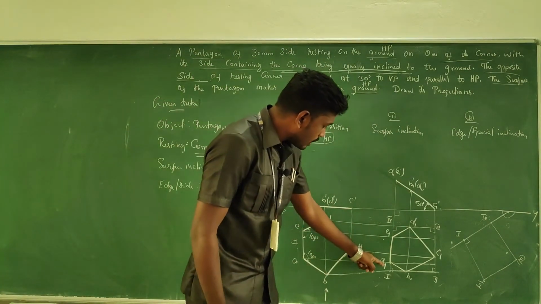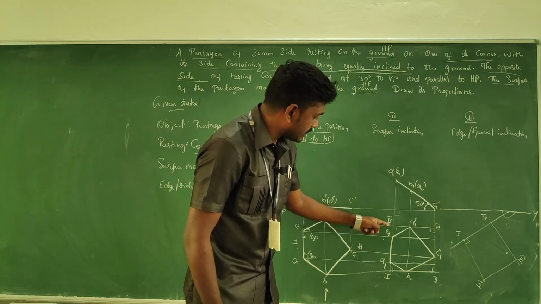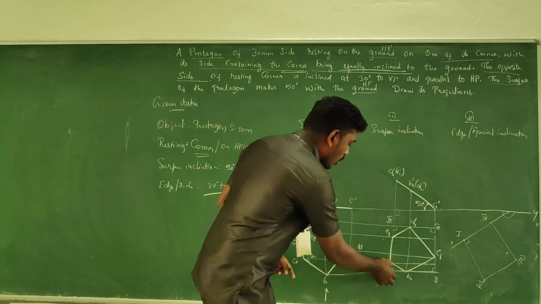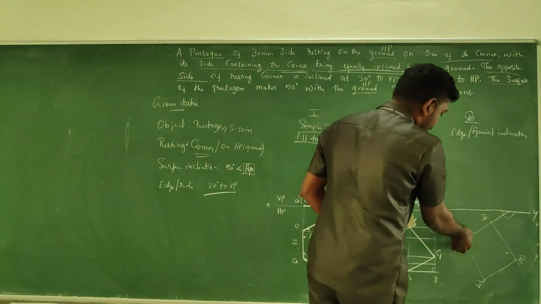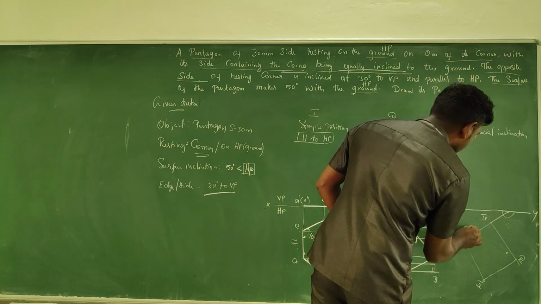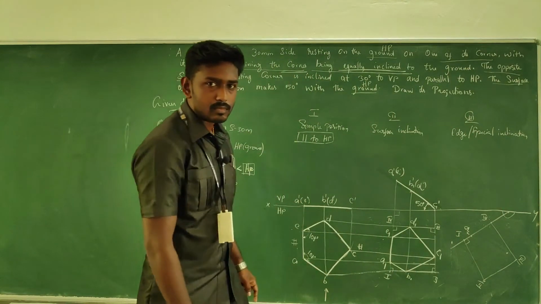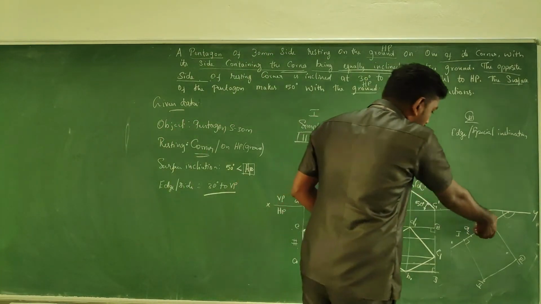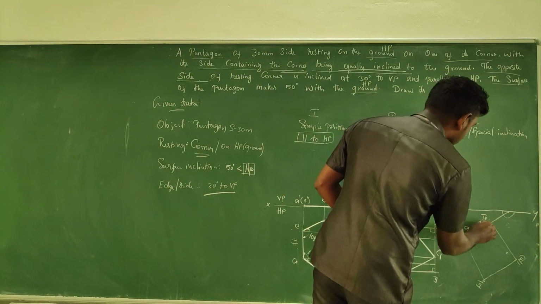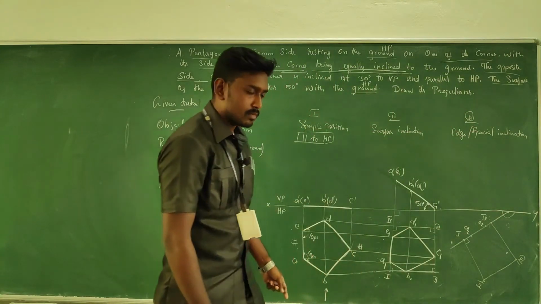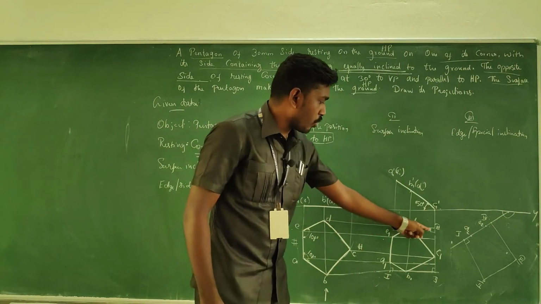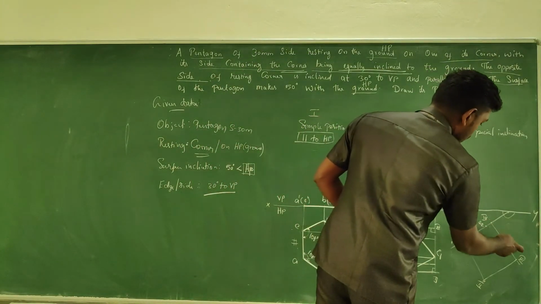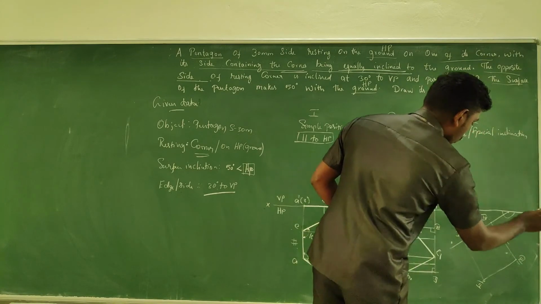See, A and E are present between 1 and 4. So I am going to measure 1 to A. What is the measurement? From 1 I am going to place the point A2. 4 to E, I am going to take the measurement, and from 4 I am going to reproduce E2. Where is D? It is between 4 and 3. So measure 4 to D, and from 4 place the point D2.